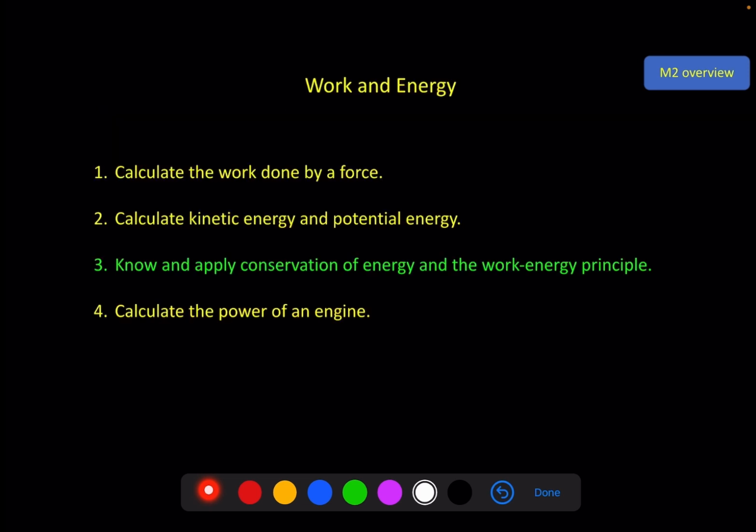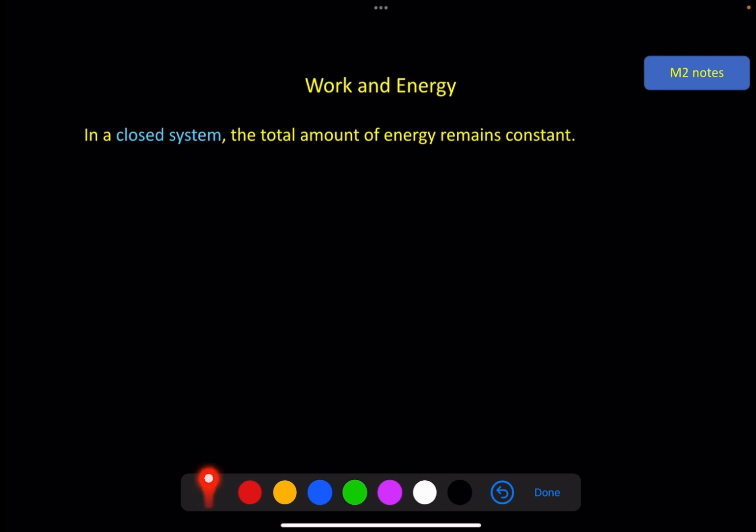In this video, we are going to look at conservation of energy and the work energy principle. So in a closed system, the total amount of energy remains constant. If you've done physics, you know that energy cannot be created or destroyed, and a closed system means that we're not putting energy in and we're not taking energy out. So if we're not putting any in and we're not taking any out, it can't be created, it can't be destroyed. The amount of energy must be constant. This is the principle of conservation of mechanical energy.